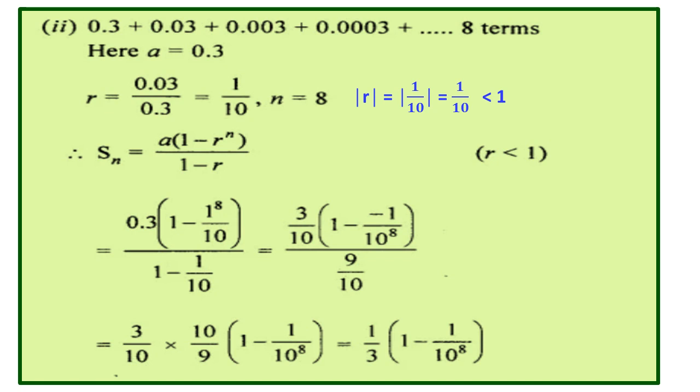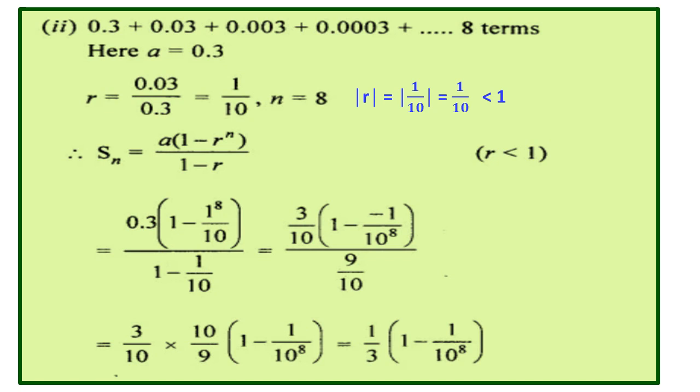In this case, A is 0.3 and the common ratio is 0.03 by 0.3. Just try to make it as you have the decimal, so be very clear. You can see only 1 point differs, so its value results as 1 by 10. If you are not able to do it directly, you just convert it into a fraction and do the necessary simplification. So the absolute value of 1 by 10 is less than 1. Hence we need to apply the formula Sn is equal to A into 1 minus R to the power of n by 1 minus R, which belongs to case 2.